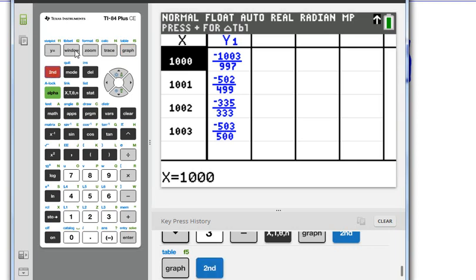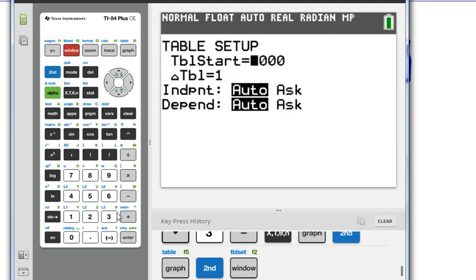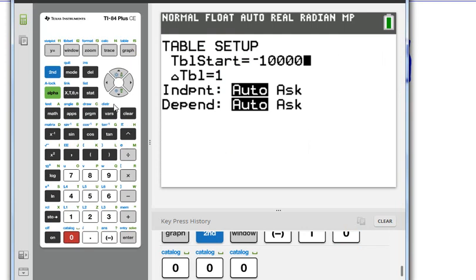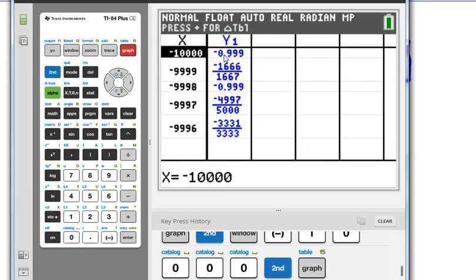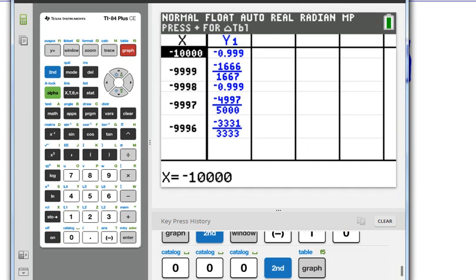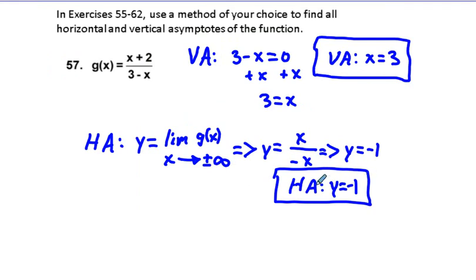Remember it said plus or minus infinity? Let's go to table start of negative 10,000. Okay, what are we going to get here? Should get negative 1 also. In this case, negative 0.999. So y equals negative 1 is our horizontal asymptote.